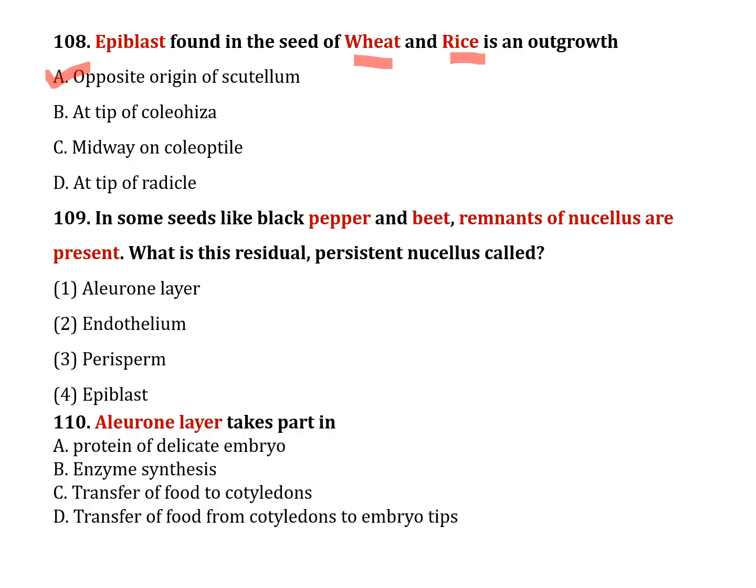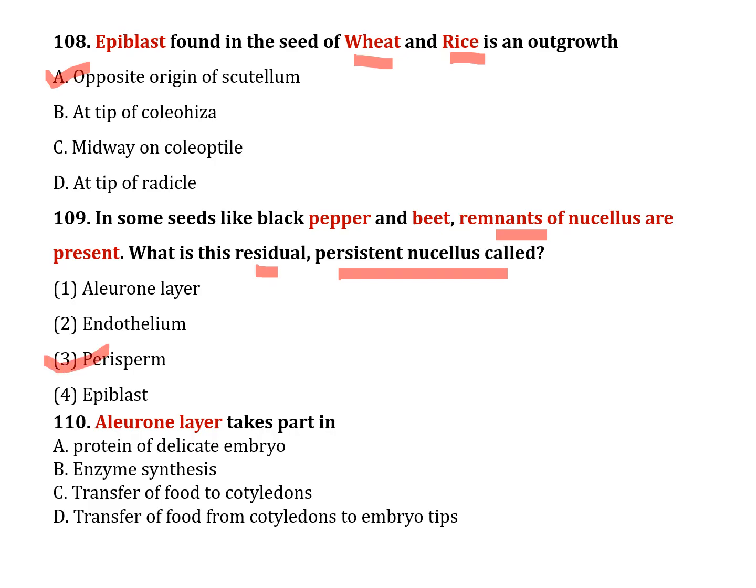The next question number 109. In some seeds like black pepper and beet, remnant of nucellus are present. What is this residual persistent nucellus called? Option A aleurone layer, option B endothelium, option C perisperm, option D epiblast. Correct answer is option C perisperm.